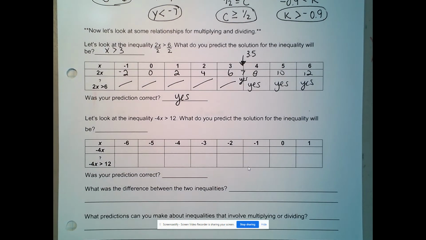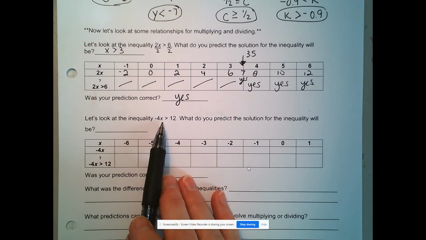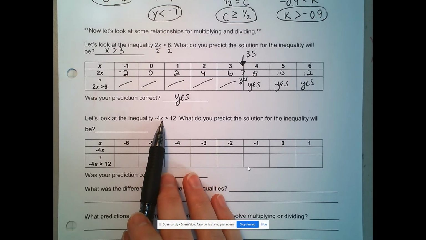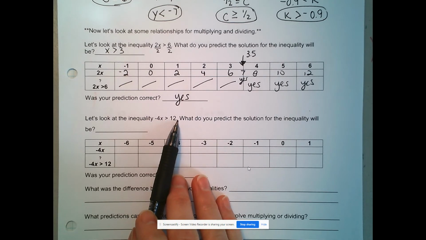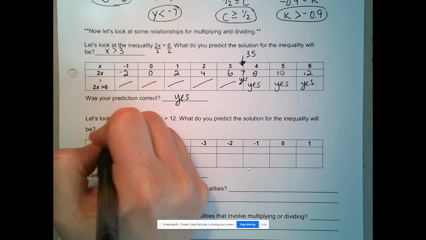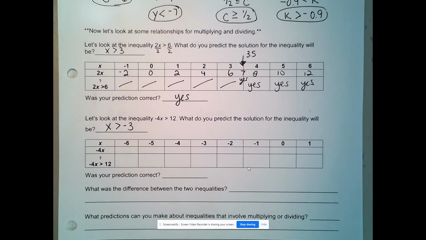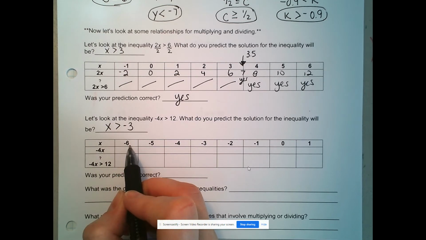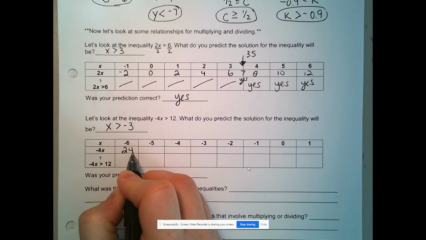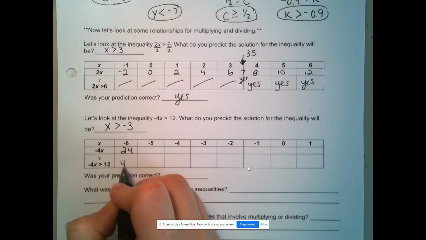Now, what about an inequality like negative 4x is greater than 12? Most of the time, we would jump on this and say, if I divide both sides by negative 4, I get negative 3. x is greater than negative 3. So x is greater than negative 3 is going to be my prediction. So I'll plug in negative 6. Negative 4 times negative 6, I get 24. Is 24 greater than 12? And we would say yes.